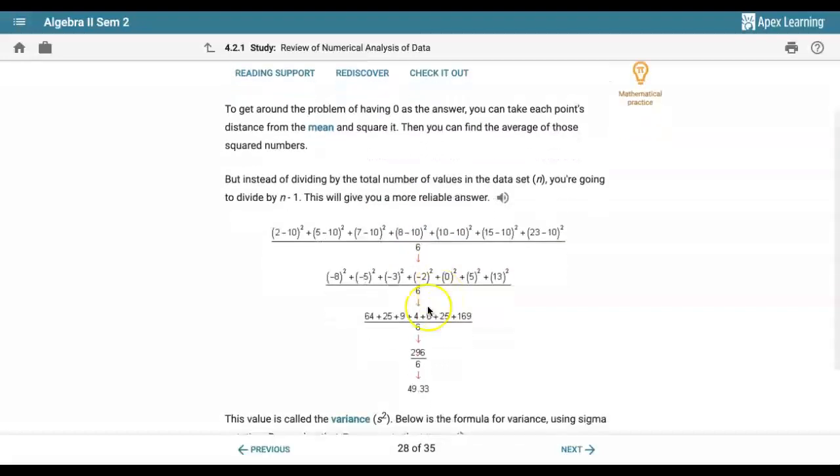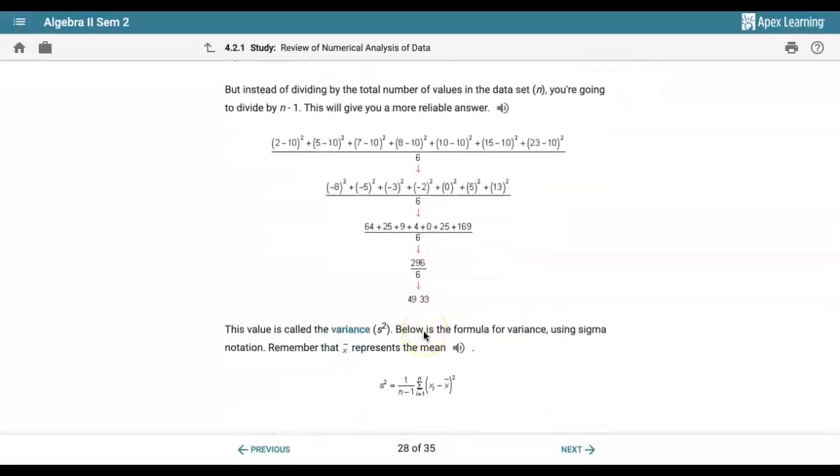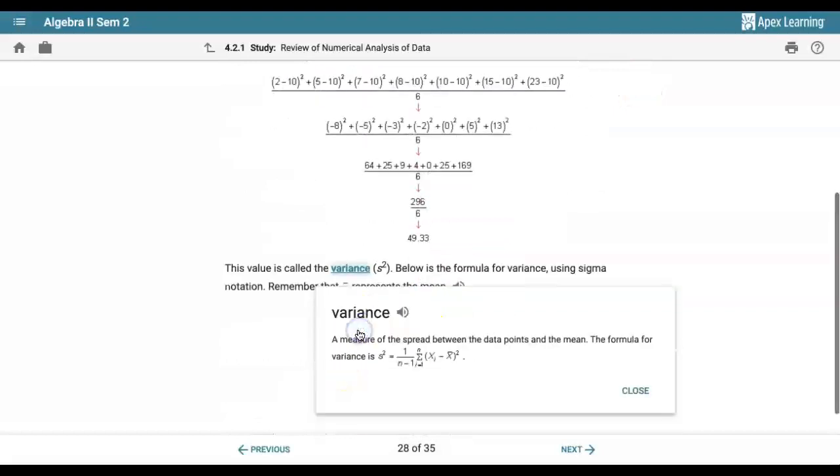So what we can do again is take the difference like we did between the center point and the individual points, and then we can square them. And then once they're all squared and you add them together, you can divide by the total number of points that there were. And what this is going to do is give us a variable called variance, our variance. And the formal definition of that is a measure of the spread between the data points and the mean.